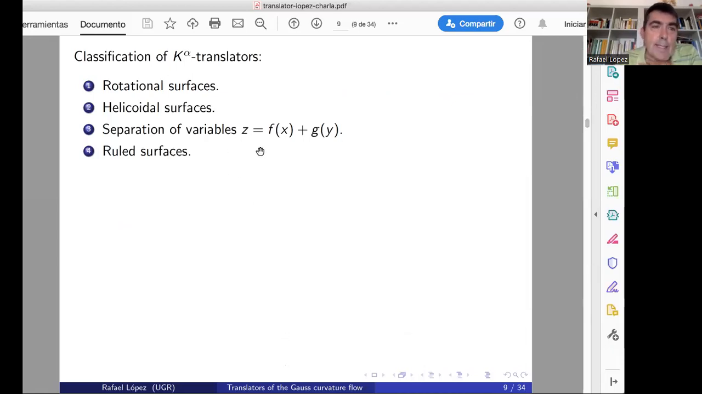Okay, this is the organization of the talk. The idea is simple: to find examples. First I consider rotational surfaces, then helicoidal surfaces. Another approach is to find examples by separation of variables, and finally ruled surfaces.